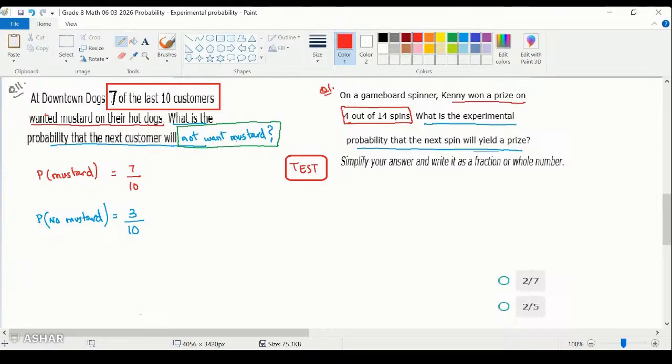That means probability that Kenny won. How many times did he play? That would be 14 times. And winning was 4 times. That means total were 14 and 4 times they won, right? When we simplify this, can we write 2 multiplied by 2 over 2 multiplied by 7? We cancel out the 2's and the final answer is 2 over 7. That means the probability of winning is 2 over 7, right?